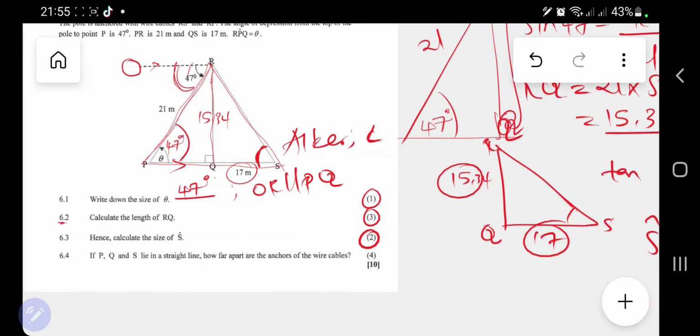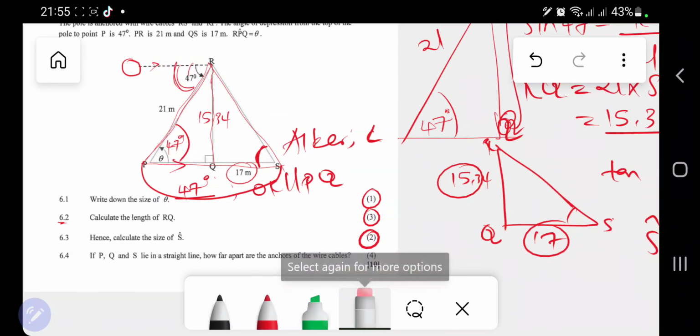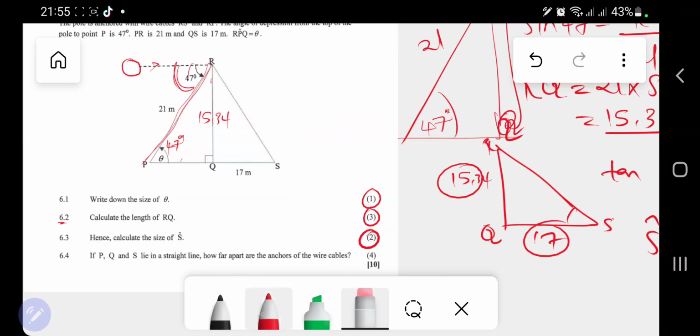All right. So from here, if P, Q, and S lie in the same straight line, how far apart are the anchors of the wire cables? They want us to basically calculate the distance between P and S. Let me do this so that I can have enough space here. You already have the distance between Q and S, so you must figure out what PQ is. After figuring out what PQ is, we can add PQ plus QS so that we can get how far apart the anchors of the wire cables are.